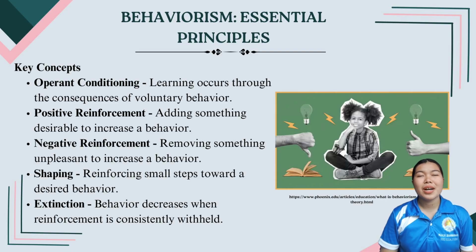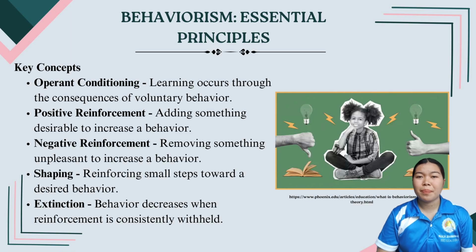For example, imagine a student who is afraid of speaking in front of the class. Instead of immediately asking the student to give a full presentation, the teacher can begin with smaller steps. First, the student may be asked to read one sentence from their seat. Next, they may read in front of a friend. Later, they can speak at the front of the classroom. Finally, they can present to the entire class. So each small improvement is encouraged until the student develops the complete skill. Another principle is extinction. This happens when a behavior gradually decreases because it is no longer reinforced.